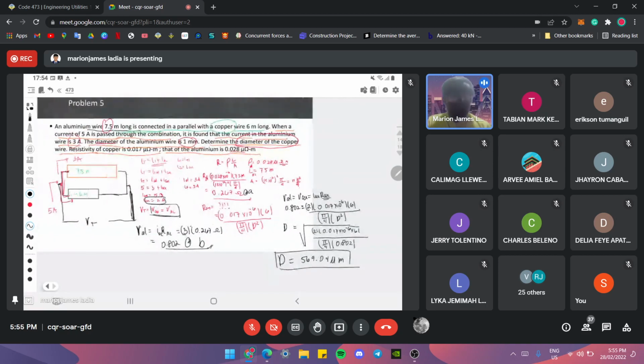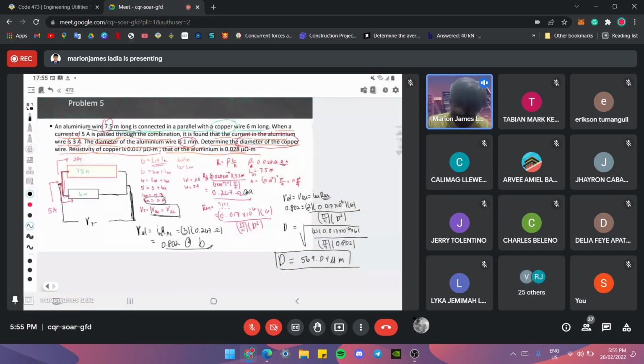569.04 micrometer. That is our diameter. Recap ng solution. First, kinuha natin, drawing natin siya, and then, para malaman natin kung anong property yung gagamitin natin, series or parallel. So, from here, kinuha natin yung property ng parallel connection kasi nga sinabi sa problem that it is in parallel connection. Next is that, from the property ng ating parallel combination is that yung current natin is additive, and then of course, yung voltage natin is always equal. Okay? So from that, we solve the problem.